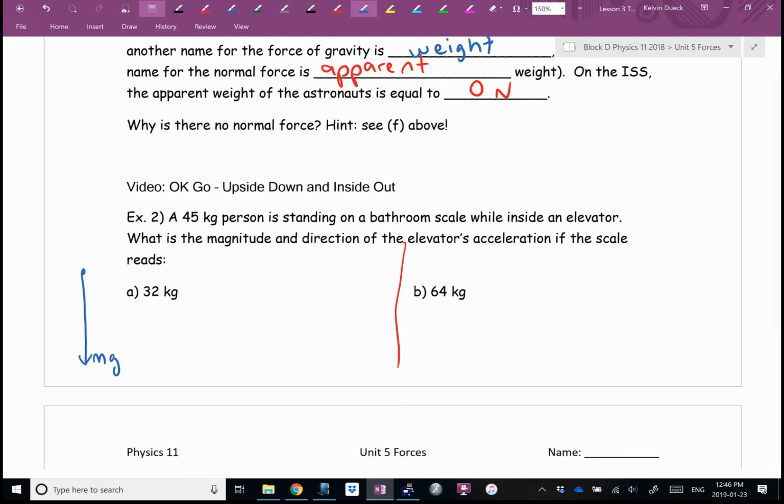Now, in some of the questions, I told you which way we were accelerating, and it was obvious. Here we're going to have to do some thinking. What's this person's mass? What's the scale saying their mass is? Are they feeling heavier or lighter? Which way are we accelerating if you feel lighter? So which way am I going to draw a smaller arrow? So that's step one. I can figure out, that's an N, by the way. I can figure out that the normal force is smaller because they feel lighter.